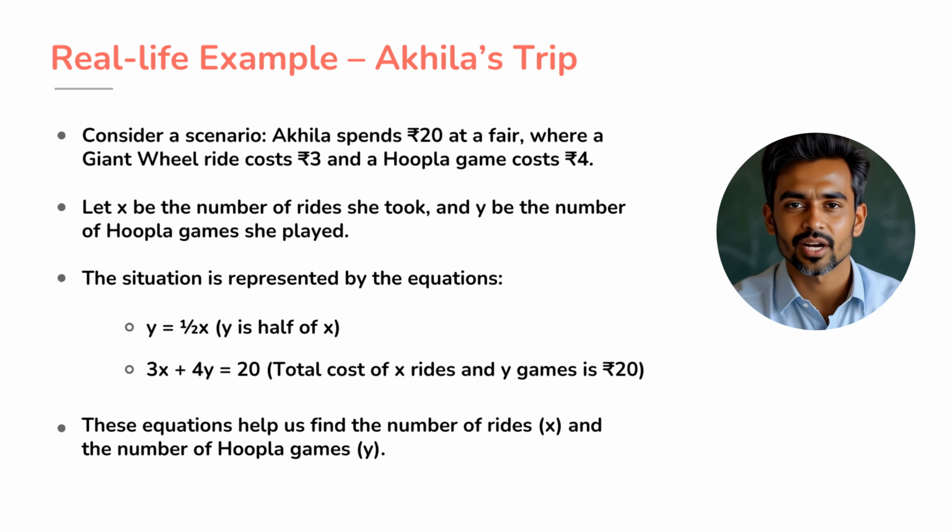Equation 1: y equals 1/2 x, because the number of hoopla games, y, is half the number of rides. Equation 2: 3x plus 4y equals 20, because the total cost of x rides and y games is 20 rupees. Now, the interesting part is, can we find the values of x and y? Yes, we can. But how? That's what we'll explore today.